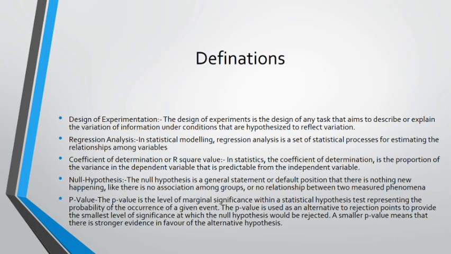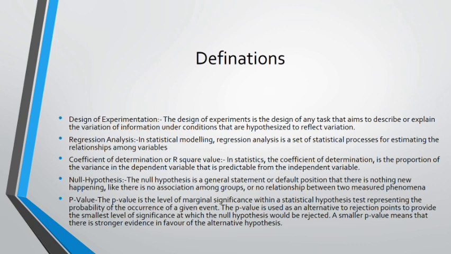These are some important definitions which I wanted to tell you at the end. First of all, let's see what design of experimentation is. Design of experimentation is a design of any task that aims to describe or explain the variation of information under conditions that are hypothesized to reflect variation. What is regression analysis? In statistical modeling, regression analysis is a statistical process for estimating relationships among variables.